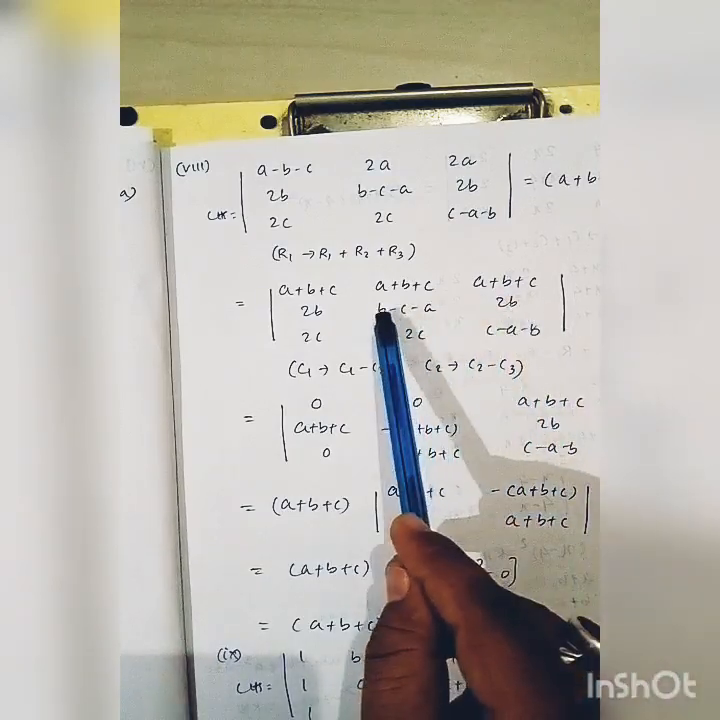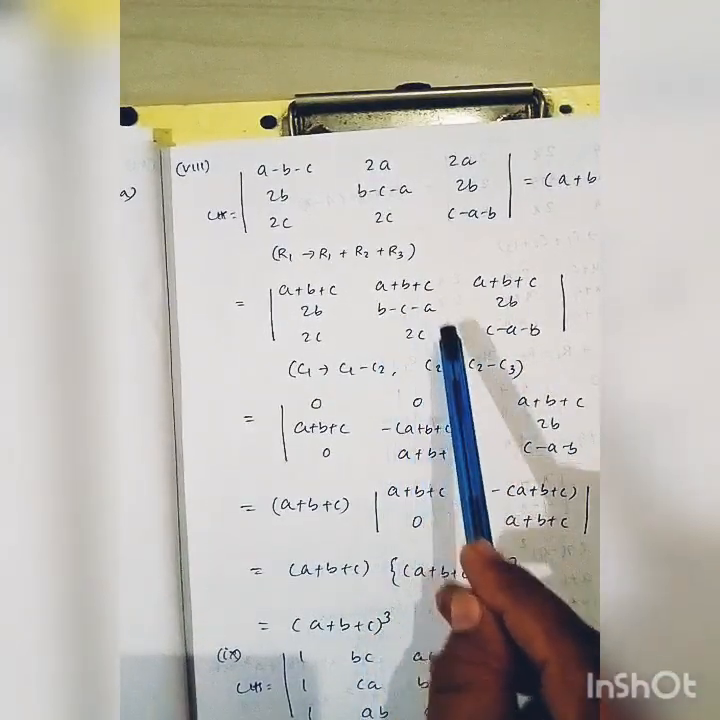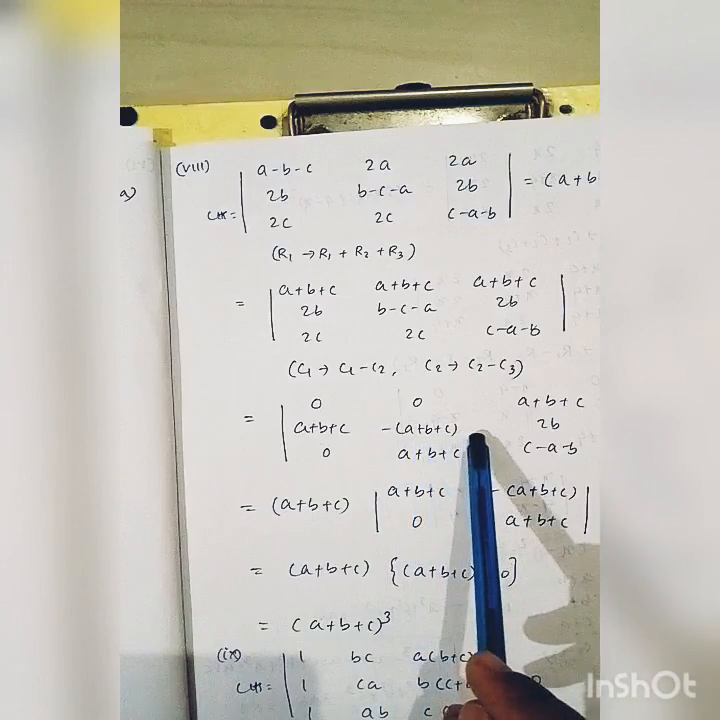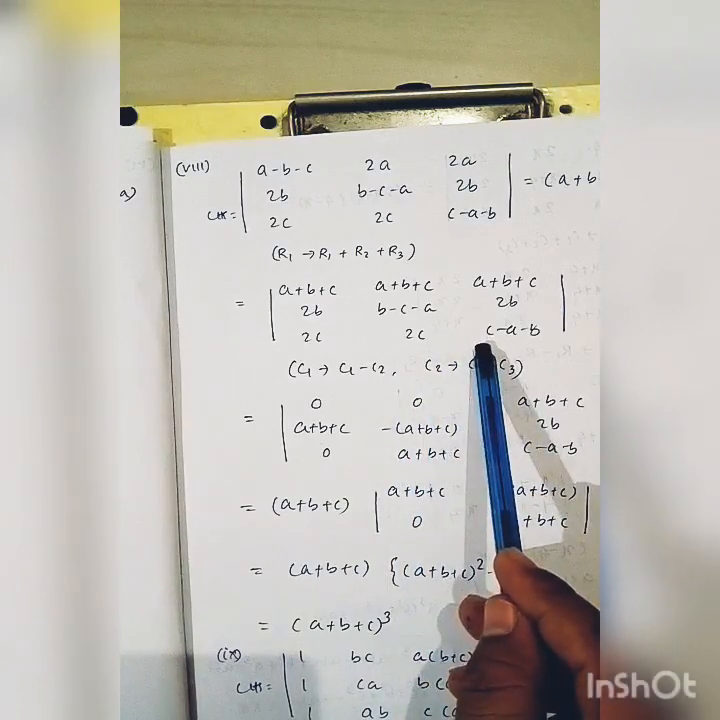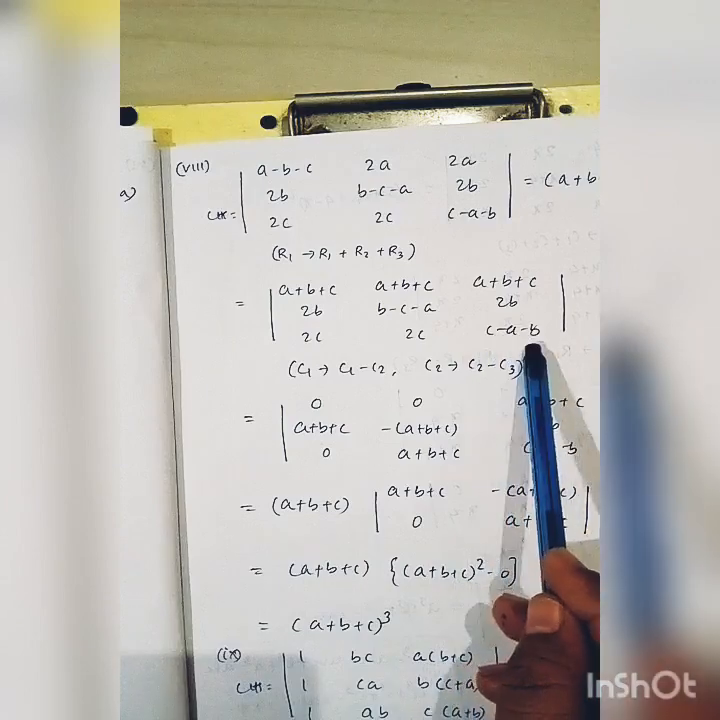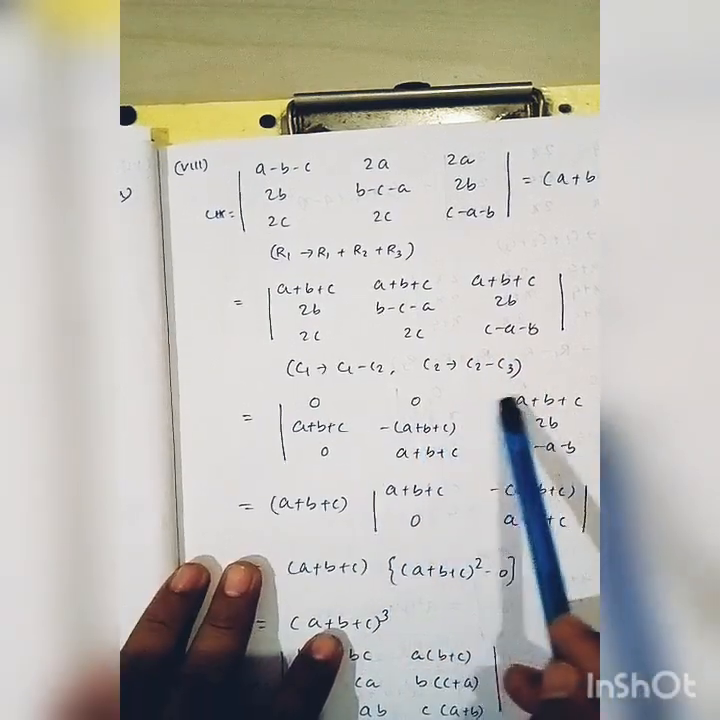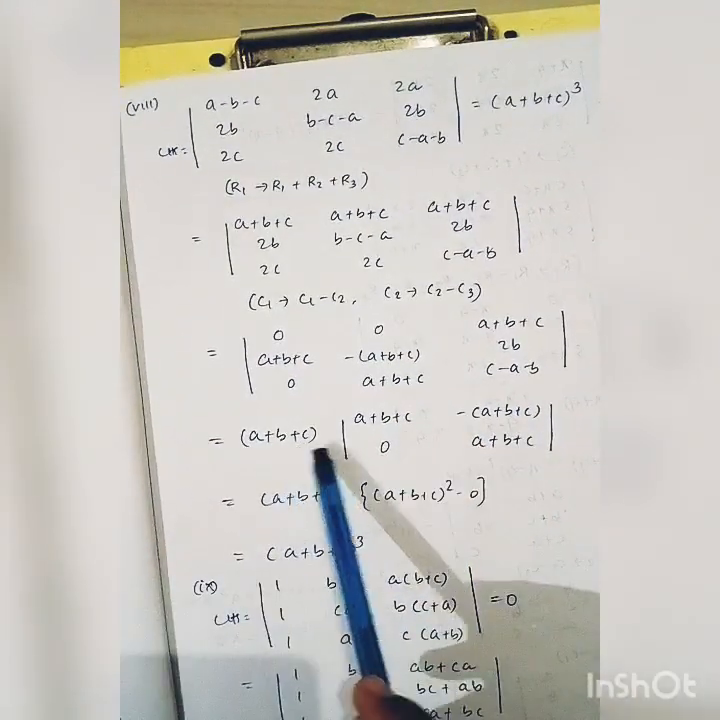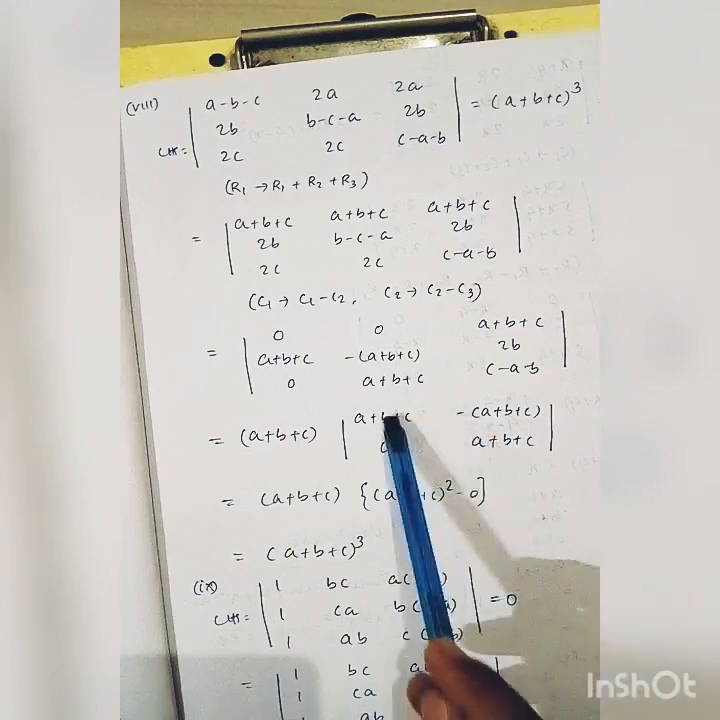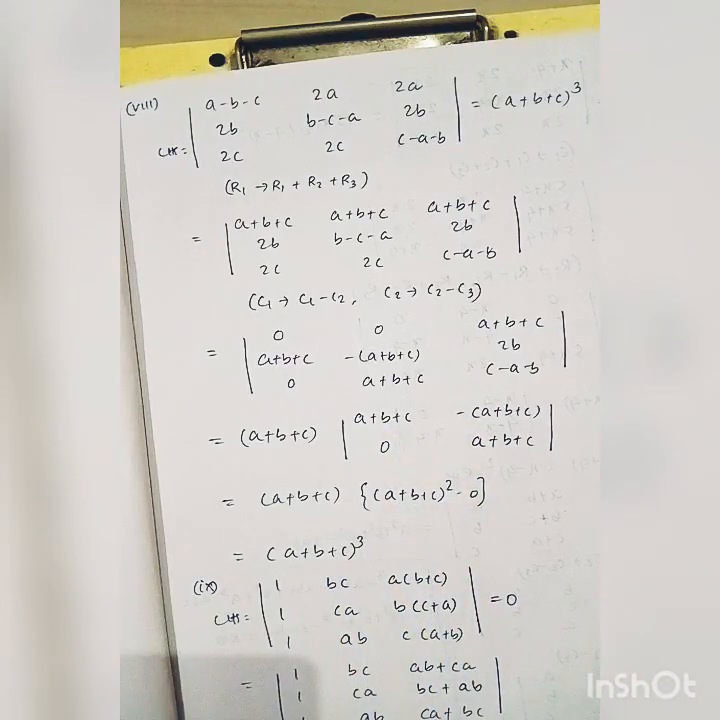Again this minus 2b, b minus 2b, it is again minus b minus c minus a. By taking common minus, we can write minus a plus b plus c. Again 2c minus c, that is plus c, plus a plus b, that is a plus b plus c. Again expanding row 1, it is reduced to a determinant of order 2, that is a plus b plus c. Now if we solve this, it is a plus b plus c whole squared minus 0, that is a plus b plus c whole cube.